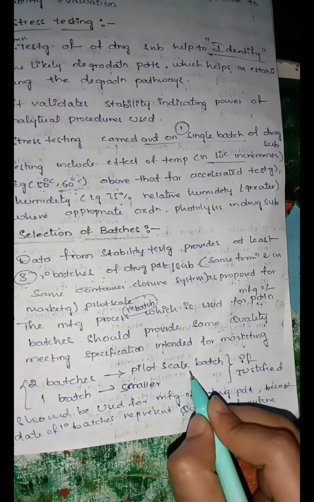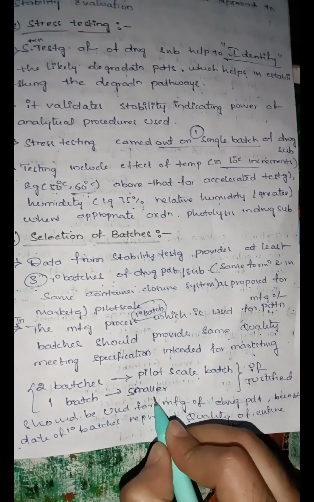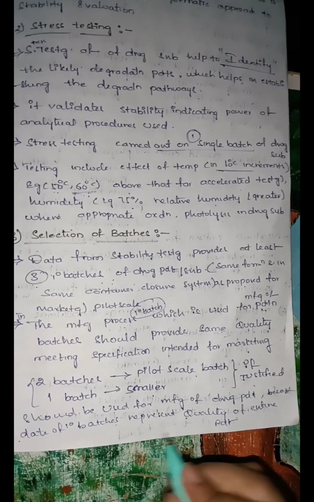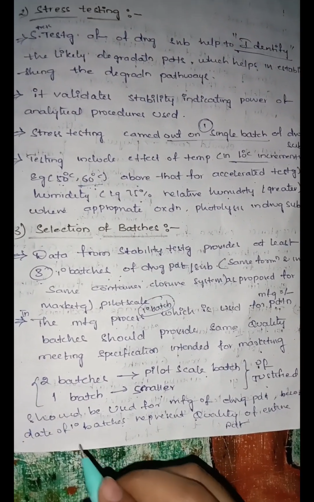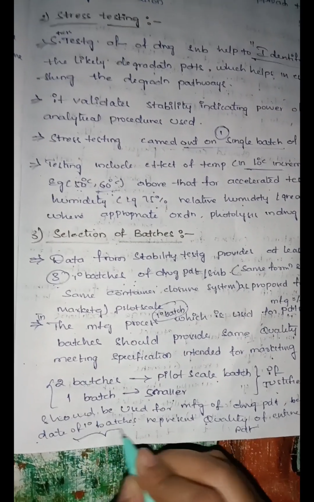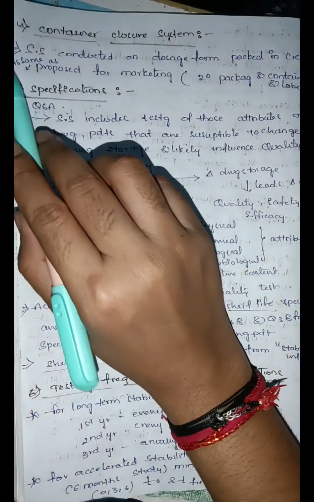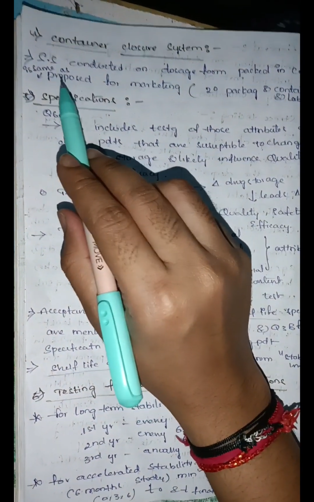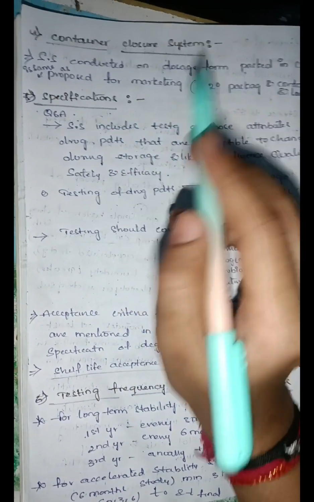Here, 2 batches among the 3 primary batches should be pilot scale batches and the third batch can be a smaller batch. If these batches are justified, in that case the data of the primary batches represent the quality of the entire product. Next one is the container closure system. Here stability studies are conducted on the dosage form packed in the container closure system same as that proposed for marketing.